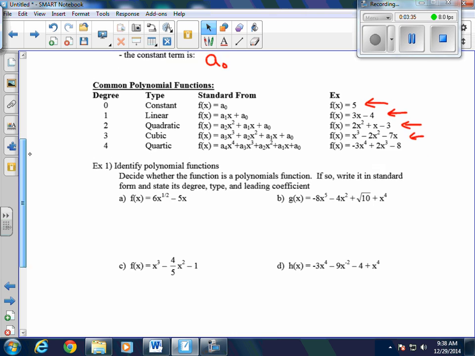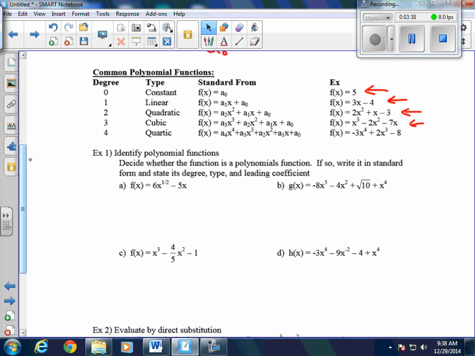So when we come down to example 1, we have 4 problems here, a, b, c, and d. It says identify the polynomial function. We want to decide whether the function is a polynomial function or not. Okay, so that's our first step. Decide, is it a polynomial function? So we're going to look at this one. Does it meet the criteria? And this one is no, because we have an exponent here that's a half.